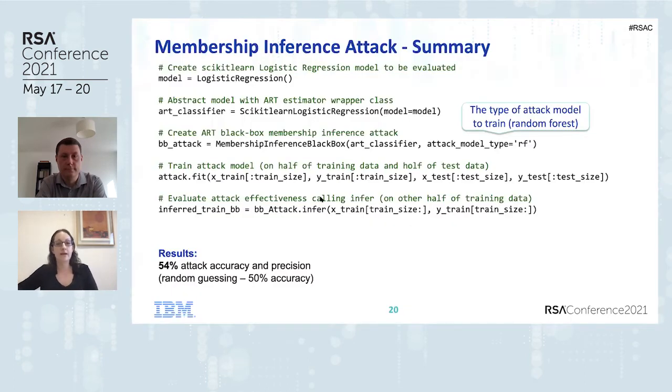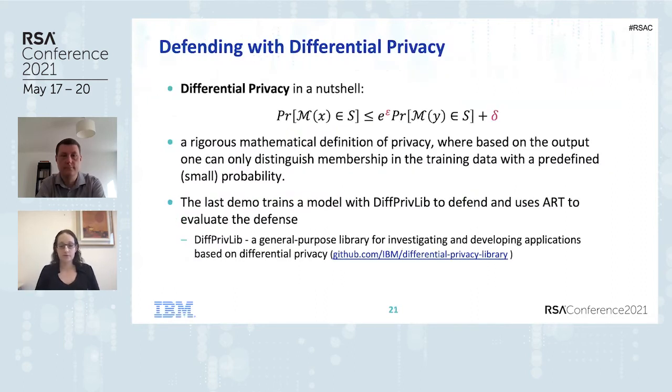And again, here's a recap of what we just saw in the notebook and the results that we were able to achieve. Now I'm going to present one possible defense against this type of attack, which is based on differential privacy. In differential privacy, a small amount of noise is added during the training process, such that in the resulting model, it will be very difficult to distinguish whether a specific sample was part of the training set or not.